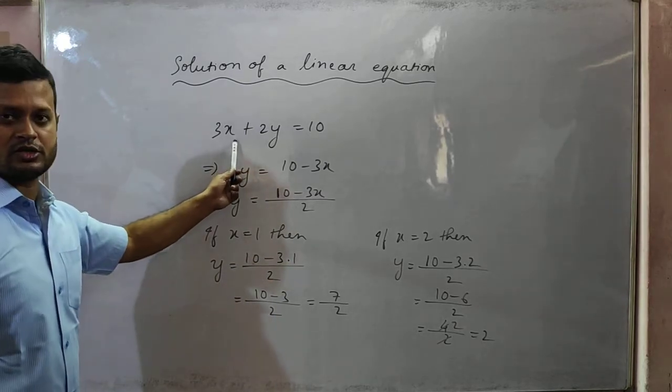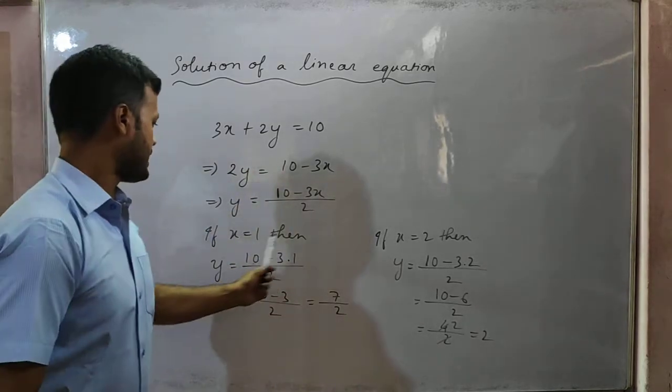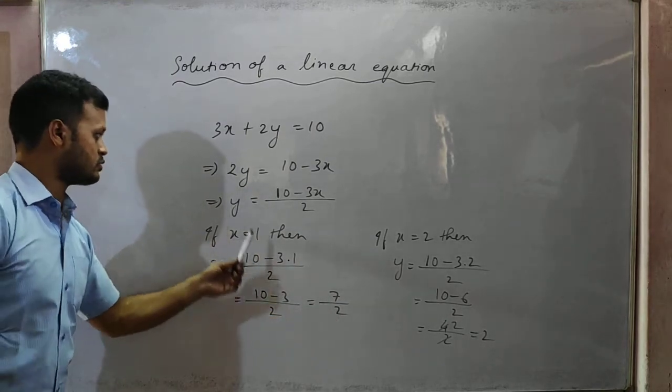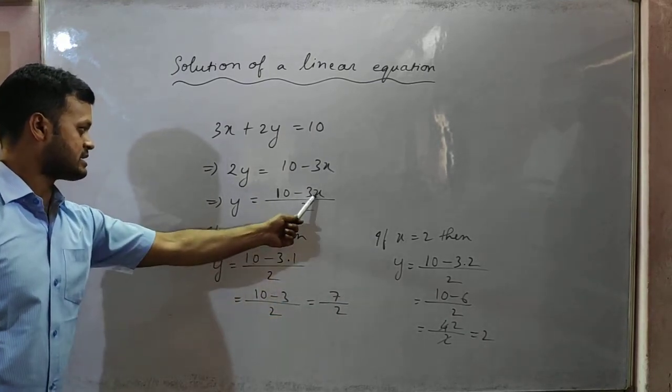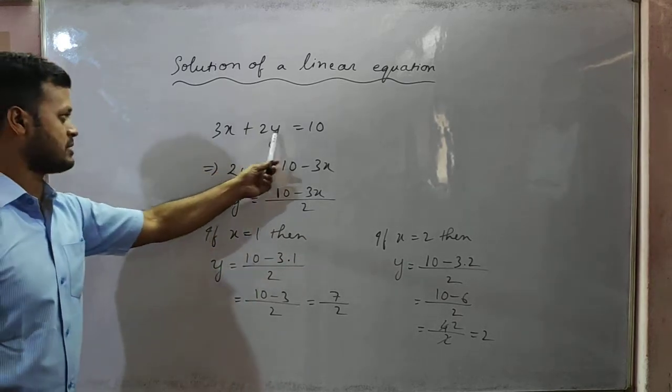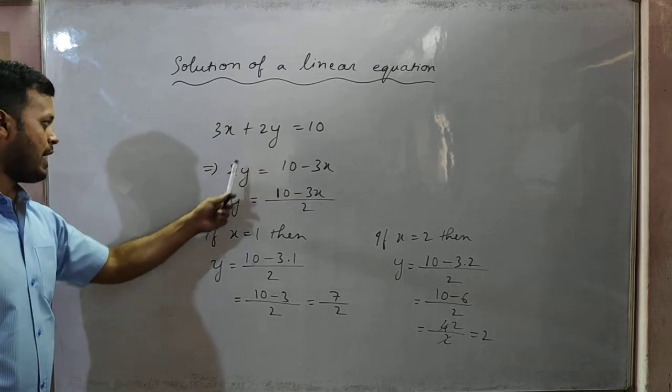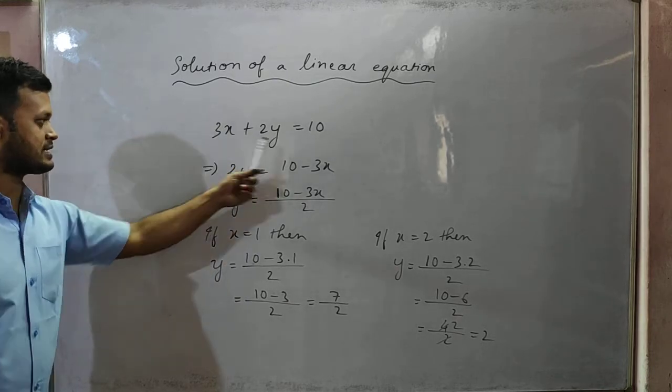For this kind of equation, linear equation in two variables, for x equal to 1, how much did you get for y? 7 by 2. See, in place of x I am just putting. See what I did? 3x plus 2y is equal to 10, isn't it? 2y I kept to the left hand side, only 3x I am taking to the right hand side.